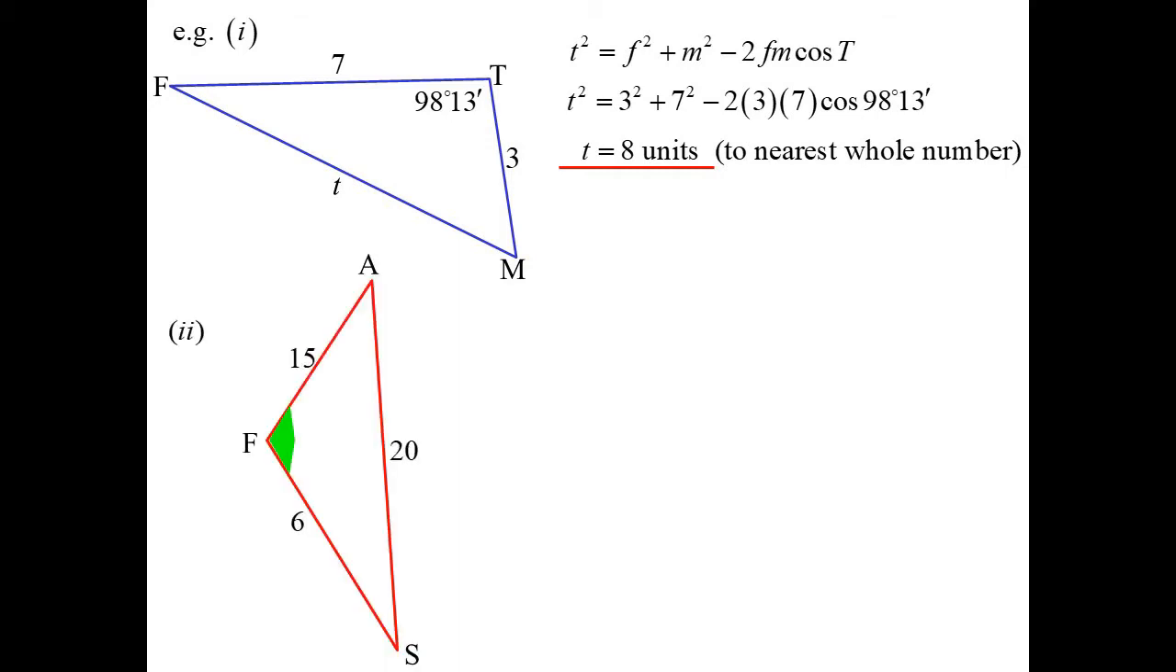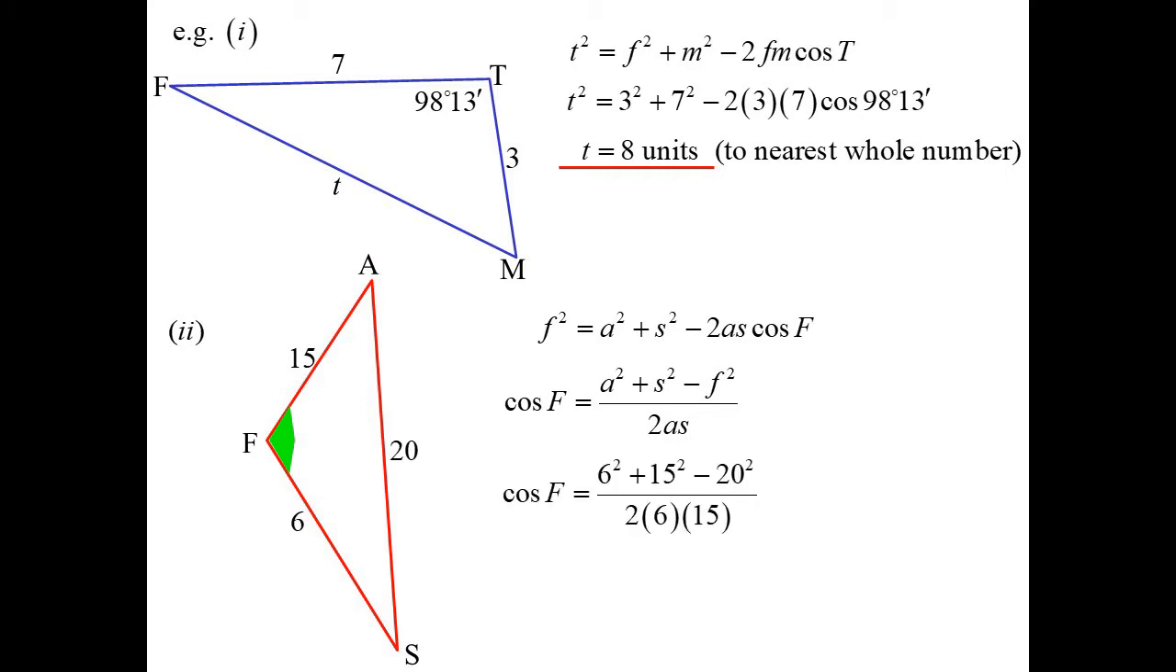Here we go. How do we find the angle? Well, some people like to remember the formula to find the angle. Some people just say, I'm just going to remember the cosine rule and then rearrange it. Whatever your preference is. There's our cosine rule for this one. Rearrange it, make cos f the subject, and we get a squared plus s squared minus f squared on 2as.